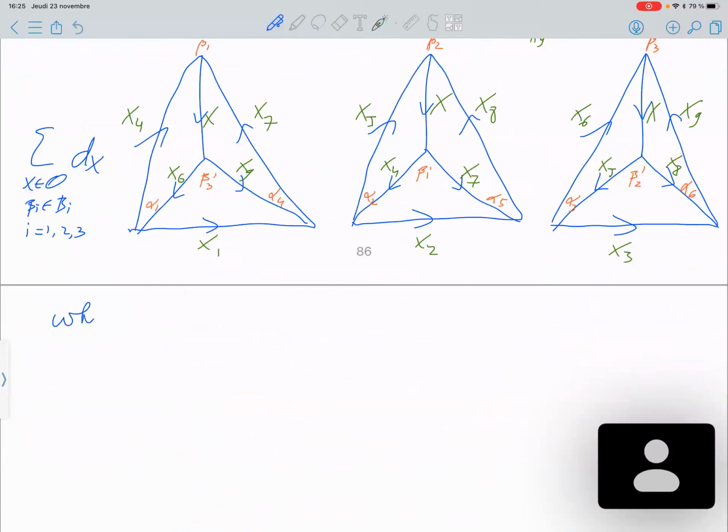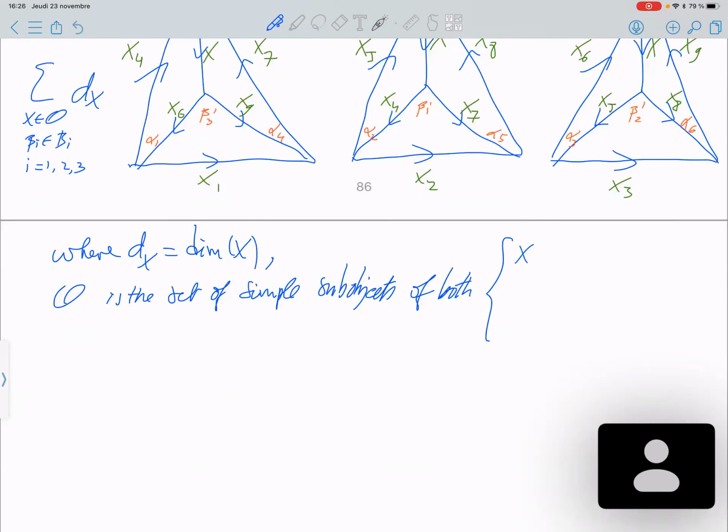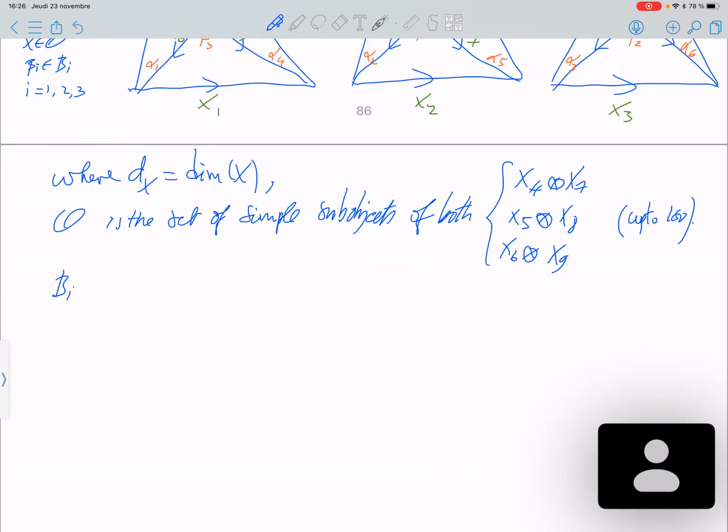Okay, so dX is the usual dimension, categorical dimension. Okay. Big O is a set of simple subobjects of both X4 tensor X7, X5 tensor X8, X6 tensor X9 up to isomorphism. Okay, and the basis Bi. So I repeat, I have to rewrite the notation because there is a small difference with the previous version.